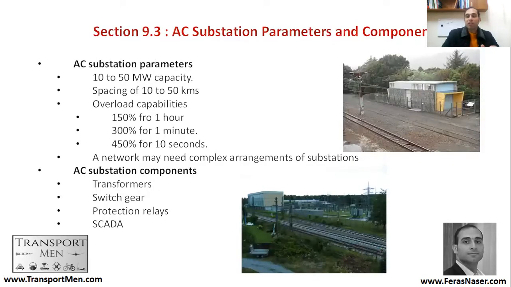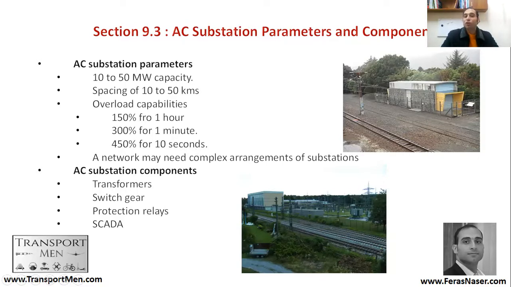Now, let's talk about substations, and we said that the AC power supply usually is supplied to the network through substations, and they have 5 to 10 kilometers between each other. So if you have a 100 kilometer line, you might have 2 to 3, maybe 4 substations, and they supply between 10 to 15 megawatt capacity. And they should supply overload capability. They should be able to supply 150% extra for 1 hour, 300% for 1 minute, and 45% for 10 seconds. So they also should consider overload.